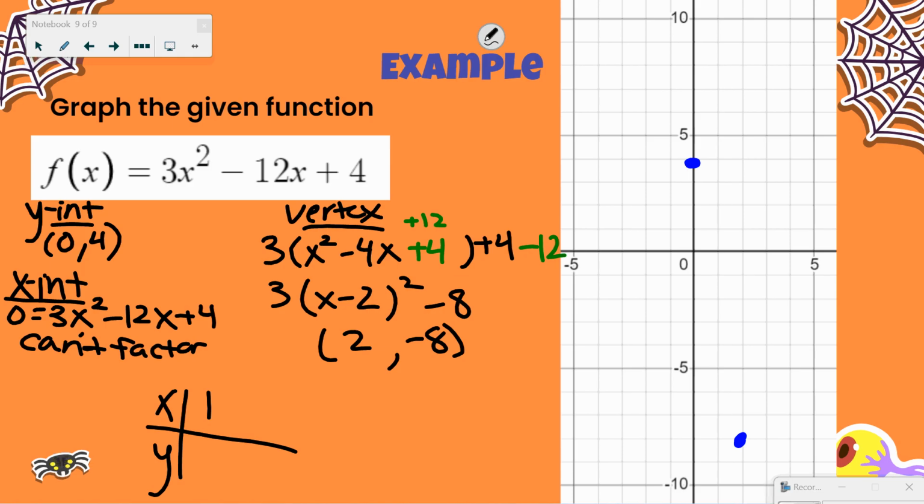3 minus 12 plus 4 is... Yeah, but 1 squared is just 1. Yep, this should be an output of -5. So that's one good point. I'll have a -5. What's another point? I've got these values to the left of my vertex, now I want to go to the right, so what would come next?